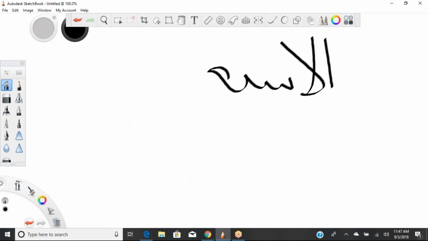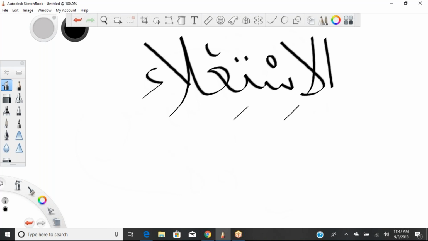al-isti'la. What does isti'la mean? It comes from ulu, to mean that the sound flows up to the top of your mouth and then it comes out. The sound flows up to the top of the mouth.